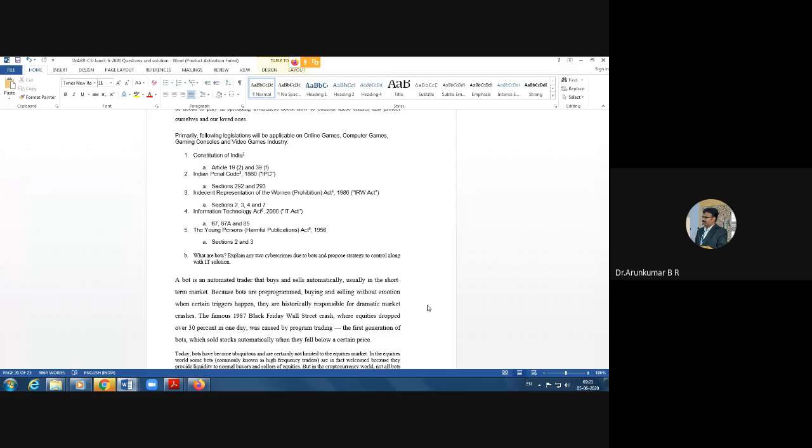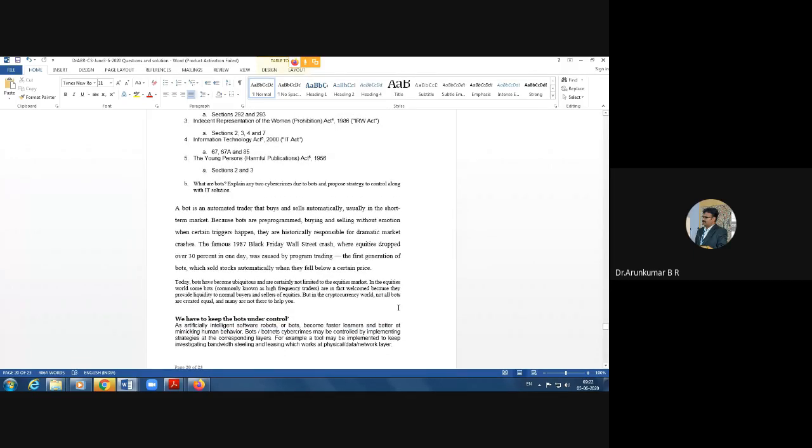If it is an automated trader, it can buy and sell shares automatically, for example, usually in the shorter market, because bots are pre-programmed, buying and selling without emotions when certain triggers happen. They are historically responsible for dramatic market crashes. The famous 1987 Black Friday Wall Street crash, where equities dropped over 30% in one day, was caused by programmed trading. The first generation of bots sold stocks automatically when they fell below a certain price.